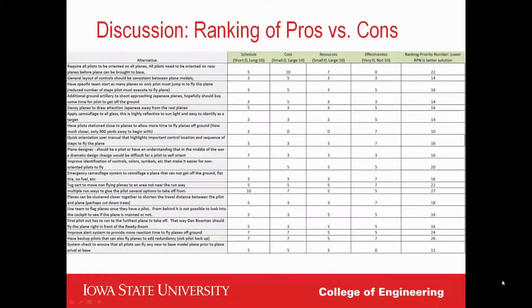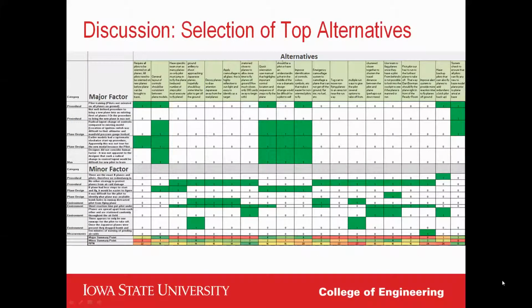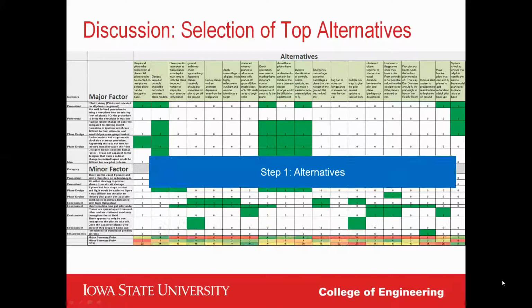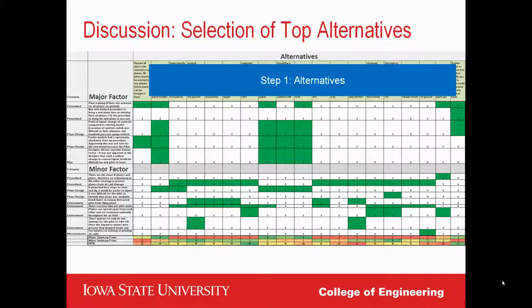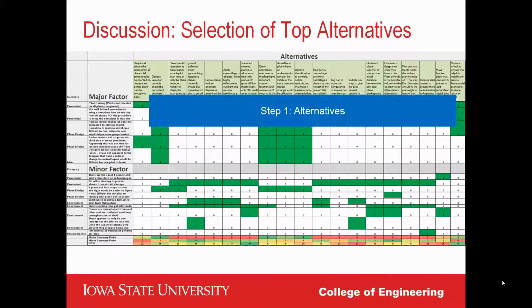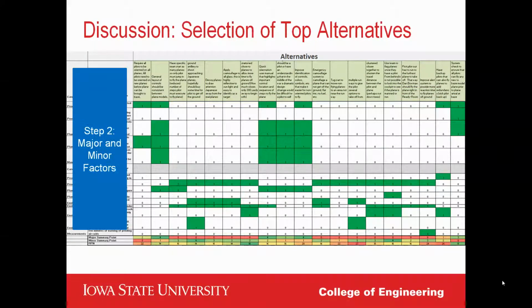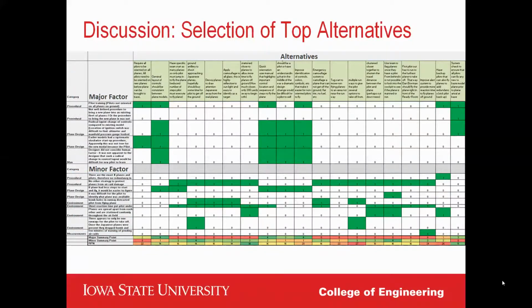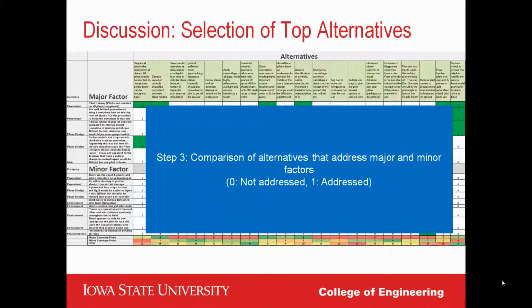The second portion that I alluded to is this matrix shown here. Now there are several sub-steps of this step. The first step was to list all alternatives in the top columns here. As a second step, we then listed all major and minor factors off to the left. As a third step, we then filled in all the cells that corresponded between the alternatives and the major factors.